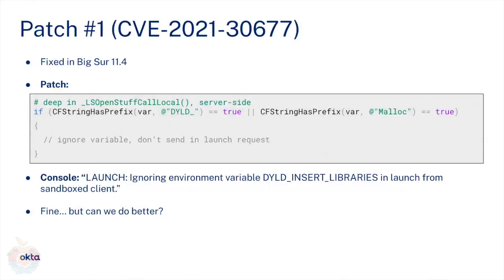So kind of lousy, but Apple thought, like, fine, we'll fix it. It's weird behavior. They patched it in 11.4. They now check if a variable you want to set has a DYLD prefix, and if it does, it's just ignored. It's not sent along in the launch request. And that's what the input looks like in the console.